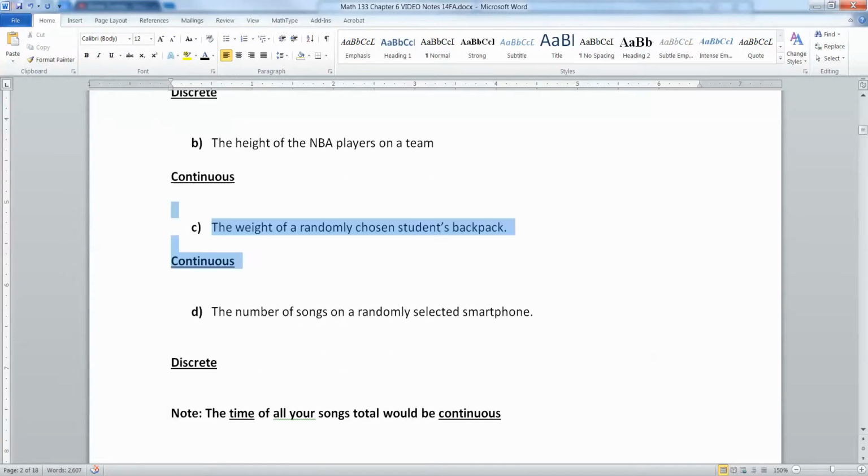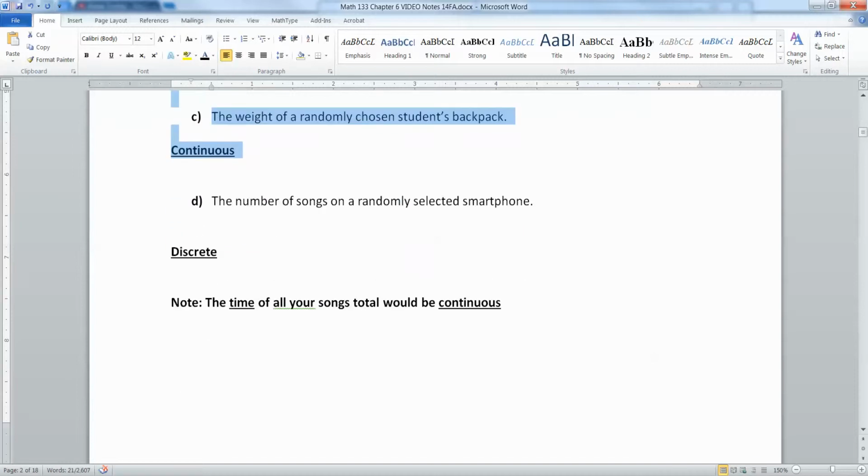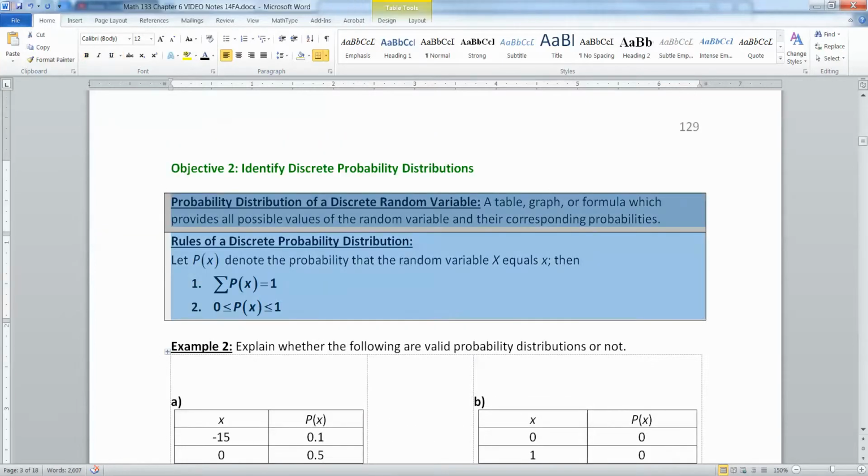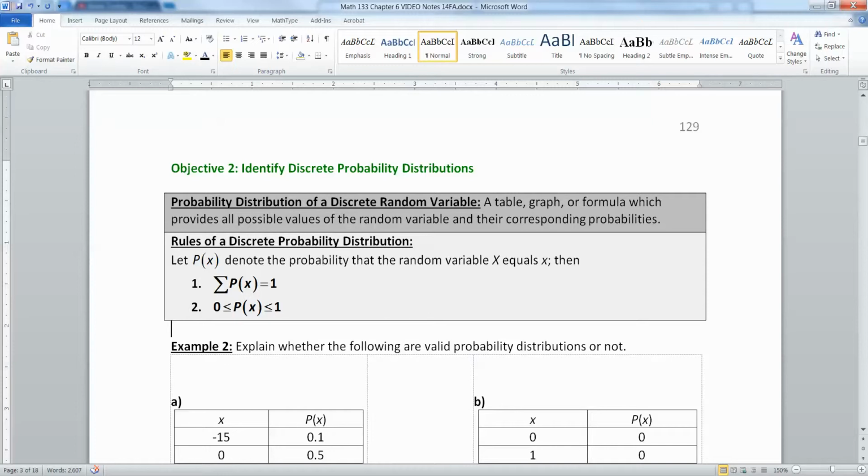So all the continuous ones we're going to kind of ignore in chapter 6, and we're going to go with the discrete ones because those are the ones we can work with in this chapter. Speaking of which, let's remember some rules for a discrete probability distribution, which shouldn't come as any great shock because they're the same rules that we had back in chapter 5. So first of all, what is a probability distribution? It's what I already mentioned. It's a table, a graph, or formula which provides all the possible values of the random variable and their corresponding probabilities. The graphs will generally be histograms or bar charts. You can get other kinds of graphs as well, but those ones are pretty common. And the formulas we'll talk about in section 6.2.